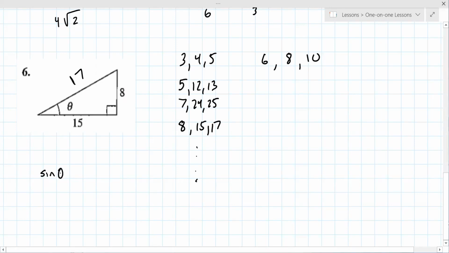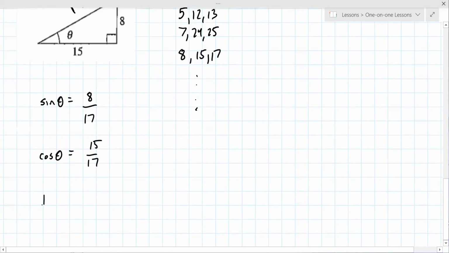Sine theta. Sine theta is 8 over 17. Cosine theta is 15 over 17. Now tangent theta, it's definitely the ratio of sine and cosine, but when you have all three sides and they're nice, I would just do it that way. Yeah, and this is the best case when you can.